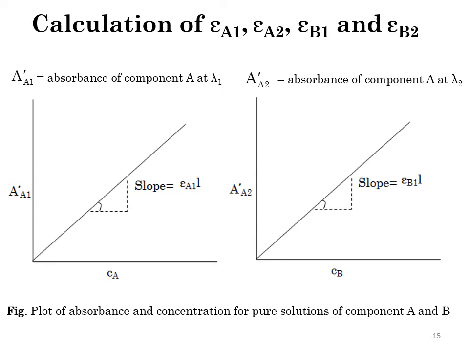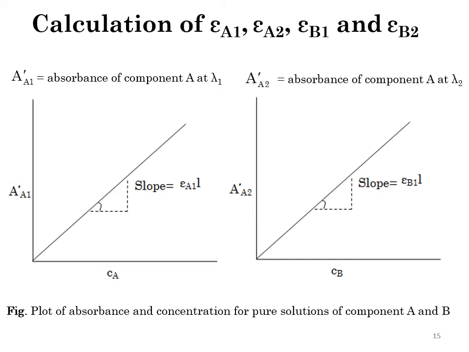Okay, once we have determined the values of absorbance of both the components with each different concentration, then we need to plot the absorbance of component A at lambda 1 against the concentration of component A. From the slope of this plot, we can determine the value of epsilon A1. Similarly, the value of epsilon A2 can be calculated by plotting the absorbance of component A at lambda 2 against the concentration of component A. In a similar way, we can also calculate the values of epsilon B1 and epsilon B2.